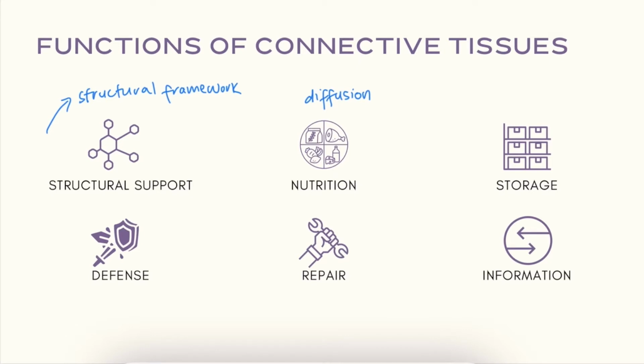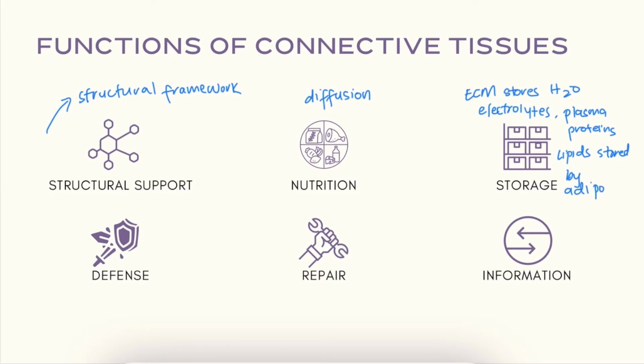It also plays a role with storage. So the ECM of the connective tissue is an important site for storing water. It also stores electrolytes like sodium chloride and plasma proteins, and lipids are stored by adipocytes.